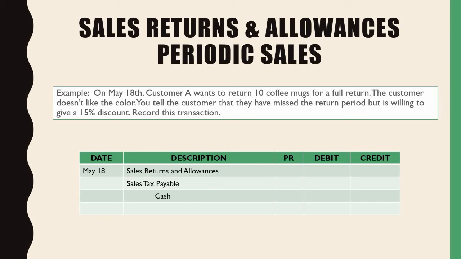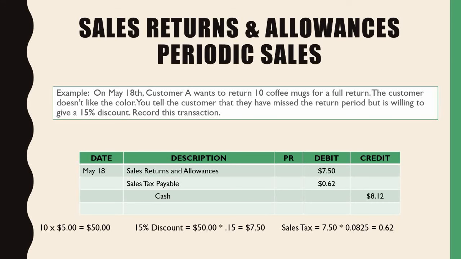This person is trying to return 10 of those coffee mugs, right? So in this case, we charge $5 as usual. So 5 times 10 is $50. But we're not giving all of the money back. We're only going to give them 15% back. So 15% of $50 is going to be $7.50, okay? And from there, we're only refunding $7.50.